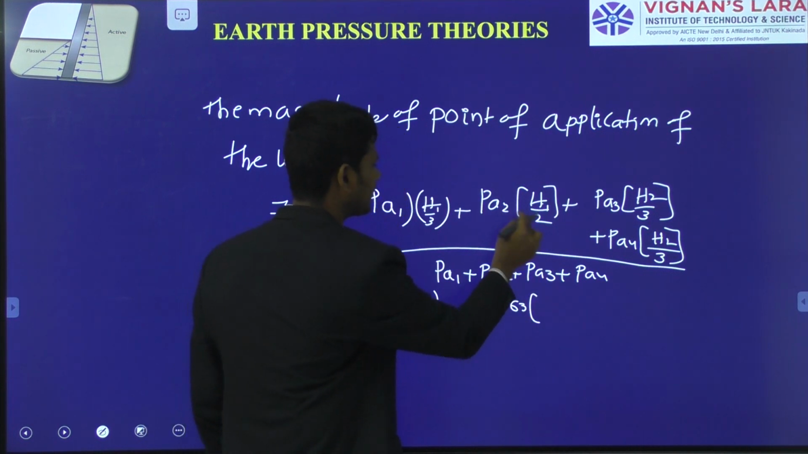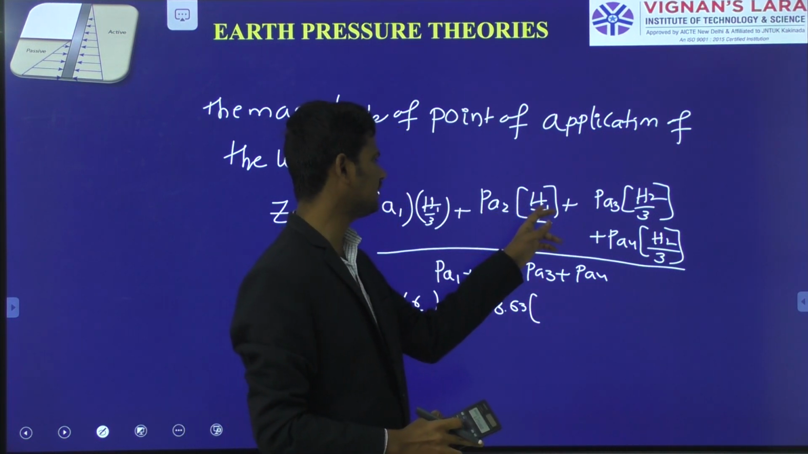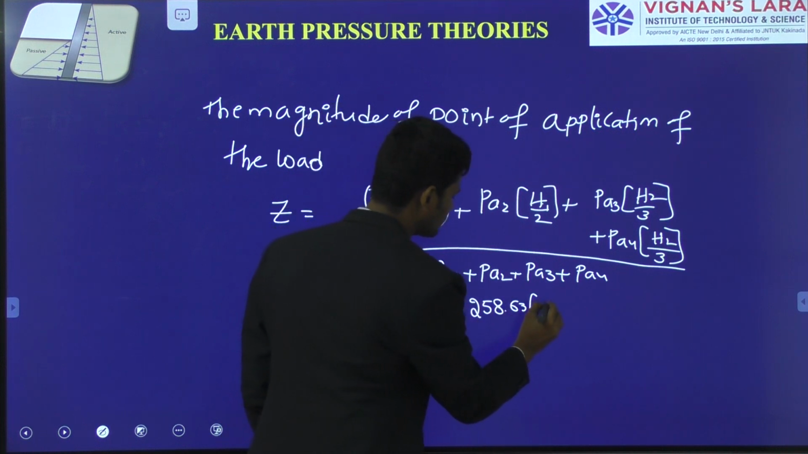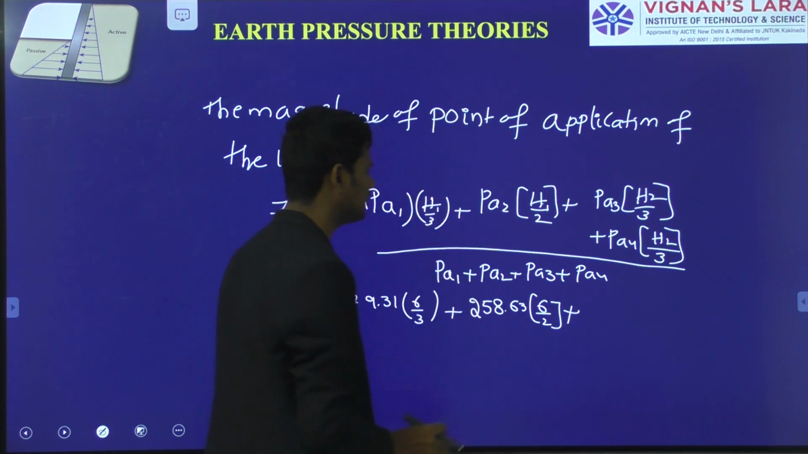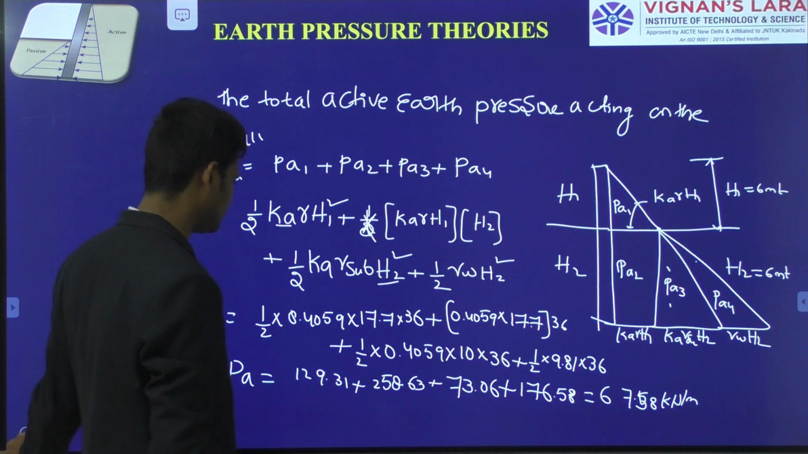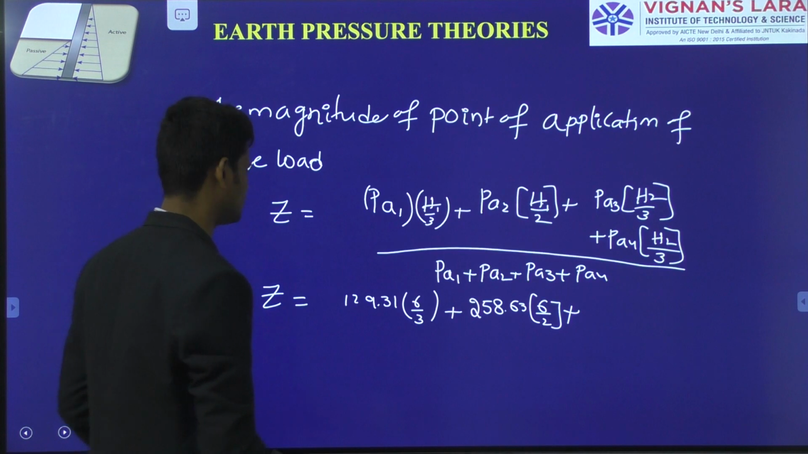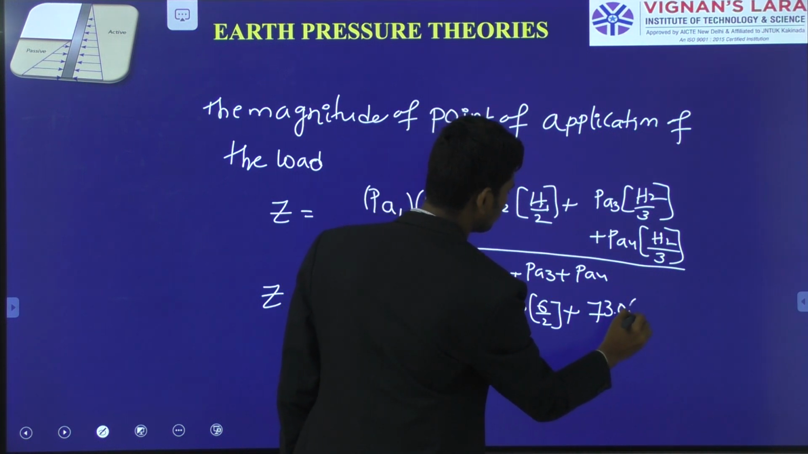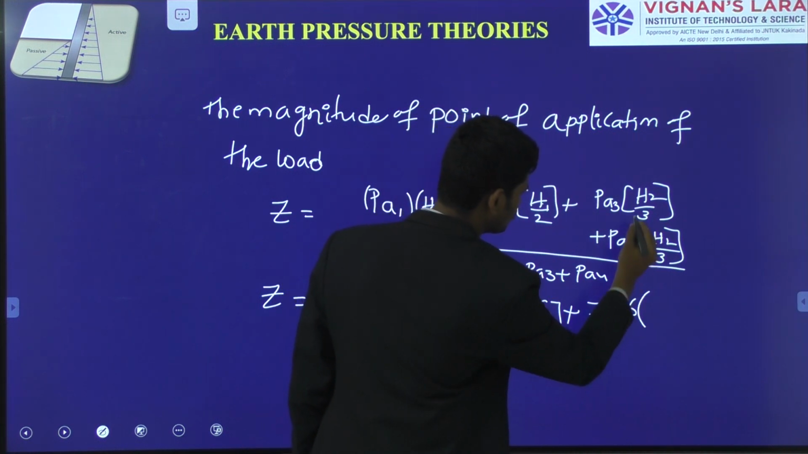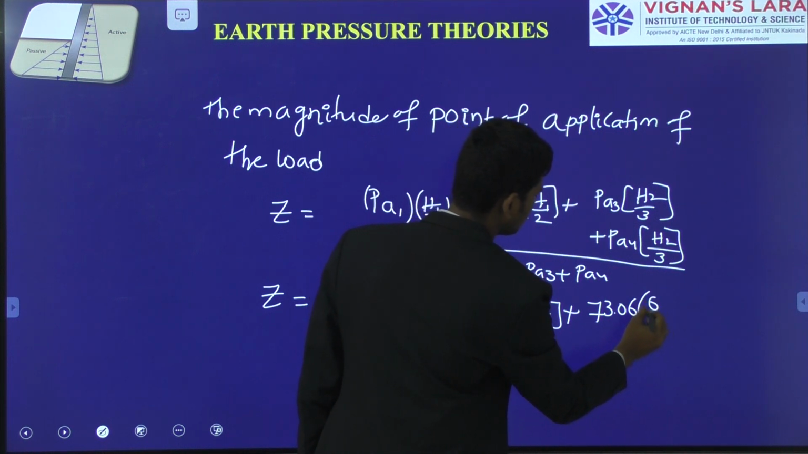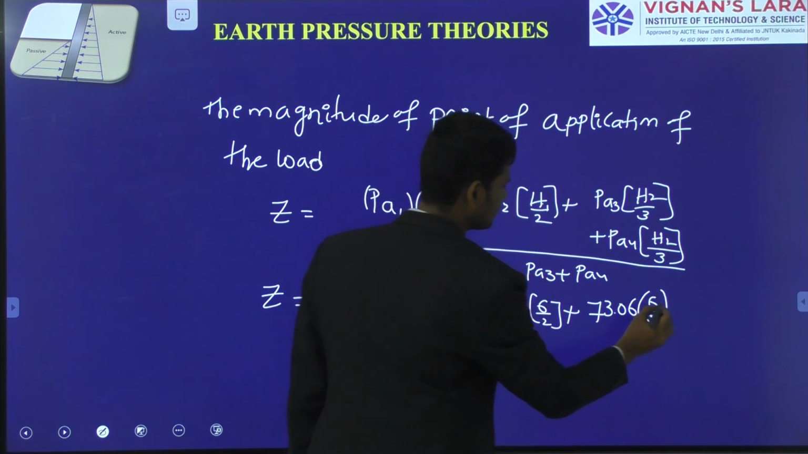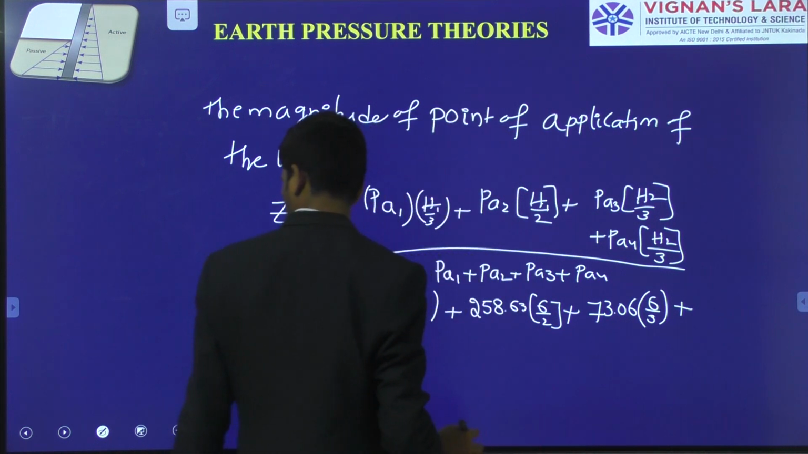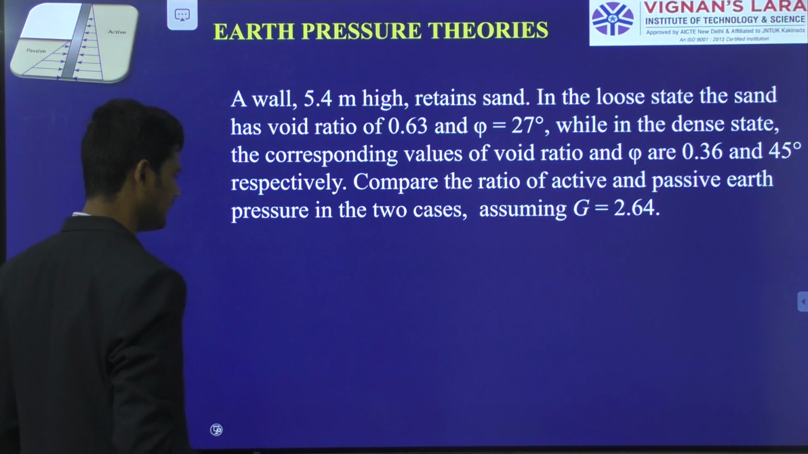258.63. Next we are having the rectangular portion, PA2 with H1 by 2. H1 by 2 means 6 by 2. Okay. Next we are having PA3, which is 73.06 into H2 by 3. H2 by 3 means again 6 divided by 3, plus PA4, we are having 176.58.